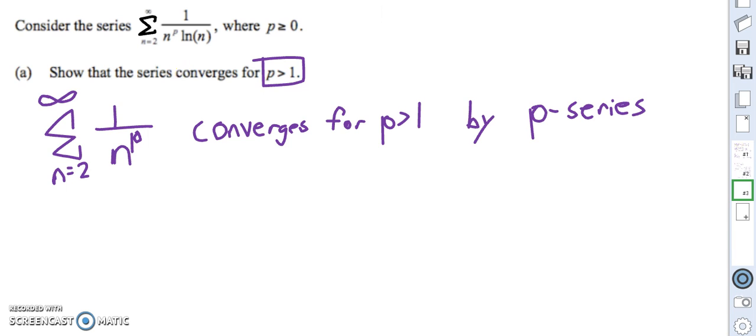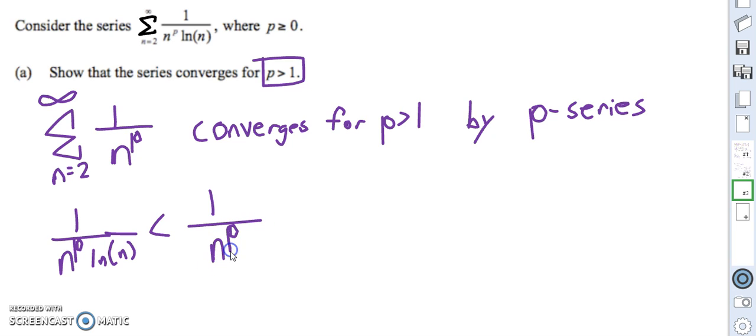In other words, my given one, since I'm dividing by something, should end up being less than 1 over n to the p for all n greater than or equal to 2, which is the n's that I have in this problem. But you're too smart for that. Really, I need to be writing for all n greater than or equal to 3.